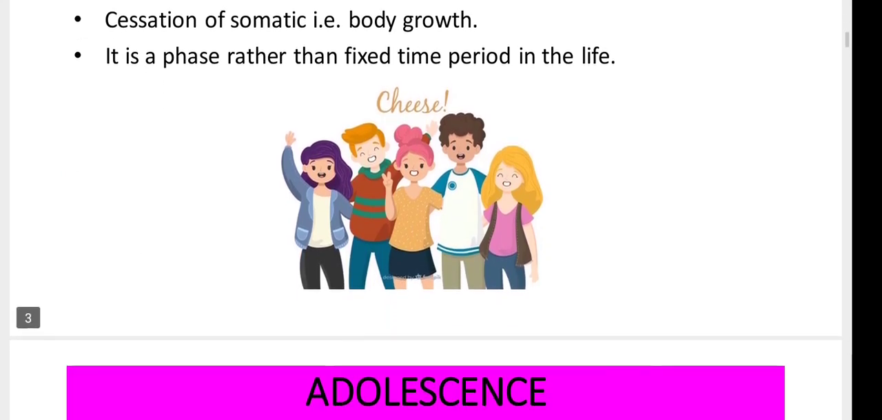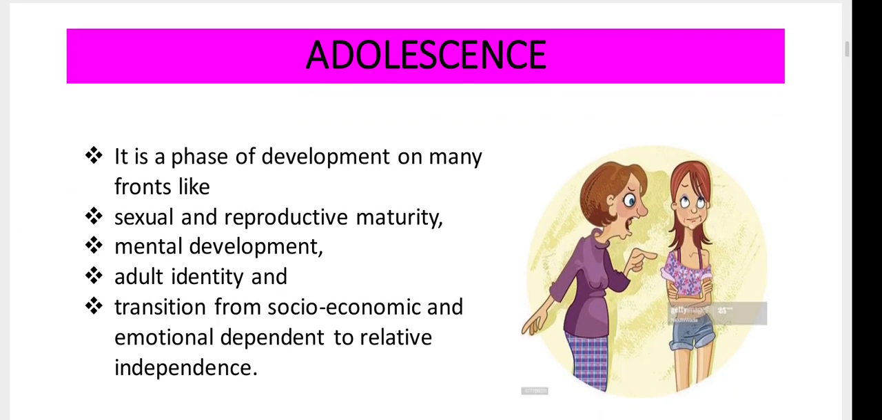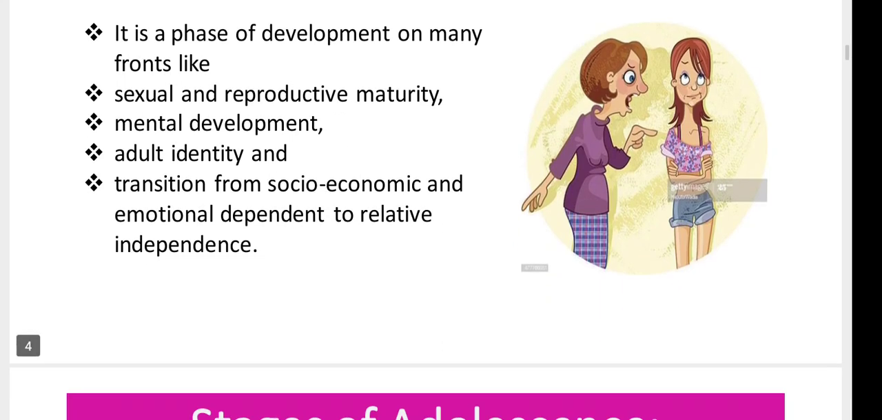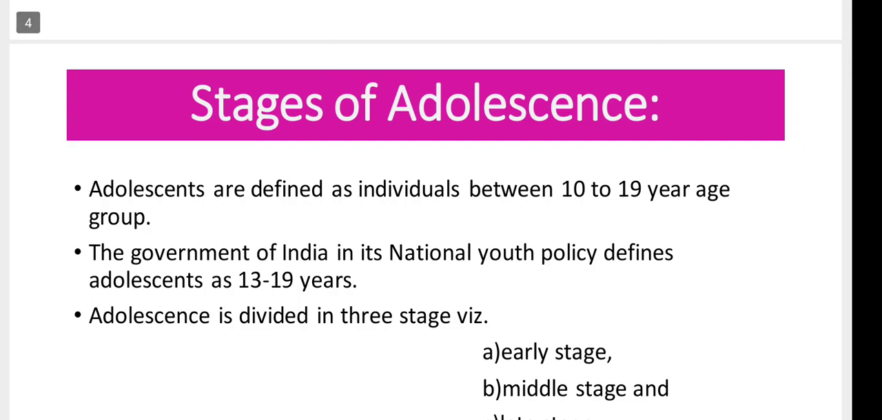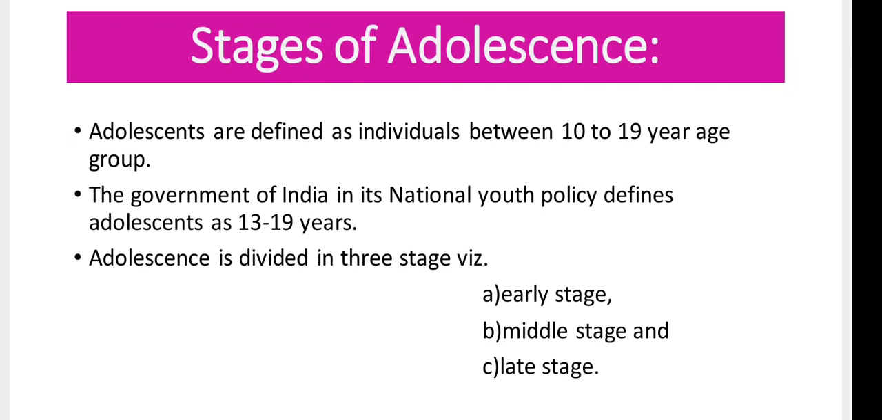Let us see about the phase, the development on many fronts like sexual and reproductive maturity, mental development, adult identity, and the transition from socio-economic and emotional dependence to relative independence. The stage of adolescence we can say is the 10 to 19 years age. Teenager age we call it, puberty age we can also call it. The Government of India, in its National Youth Policy, defines adolescence, the teenager age, as 13 to 19 years.